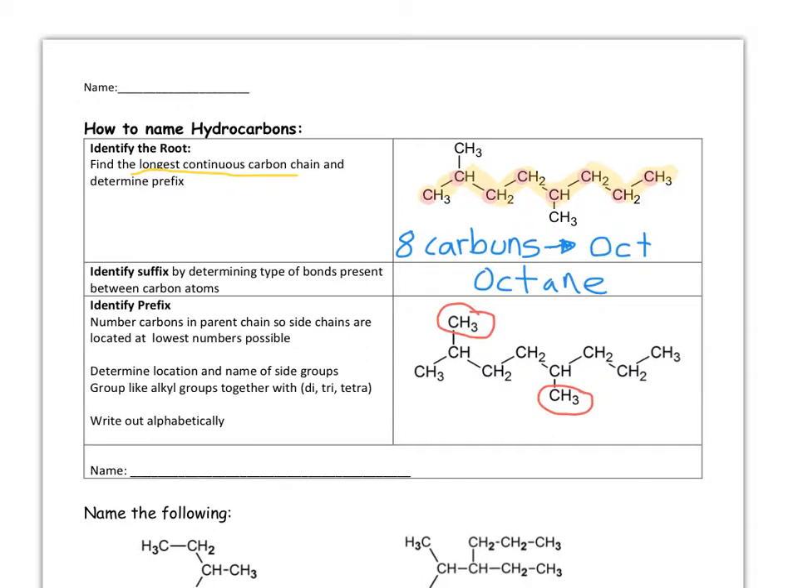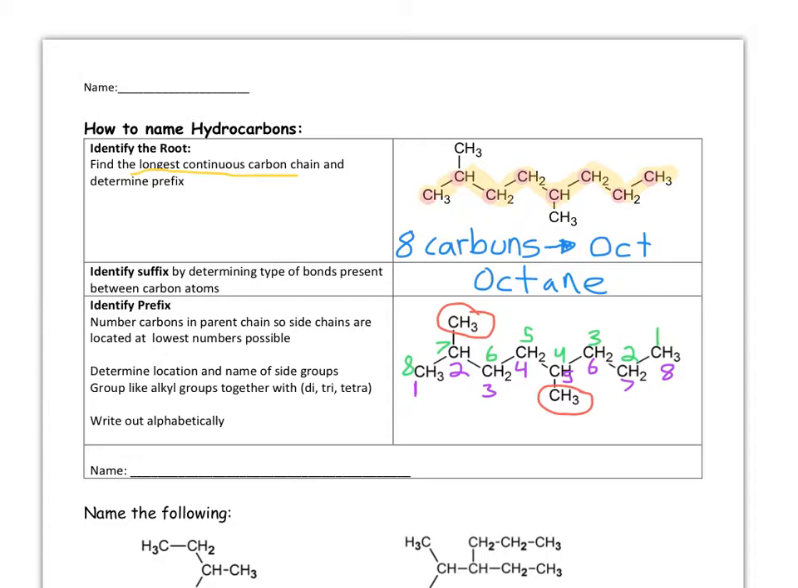Like we just learned, we have to indicate which carbons these groups are on. So we have to number our carbons. And again, we have two choices. Our first choice is this is carbon 1. So those numbers are in purple. And our second choice is this is carbon 1.